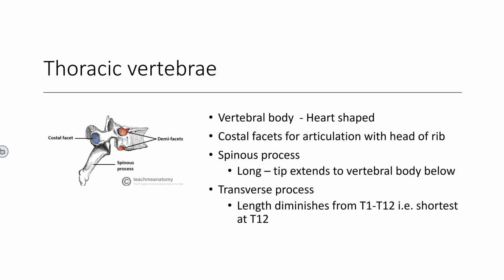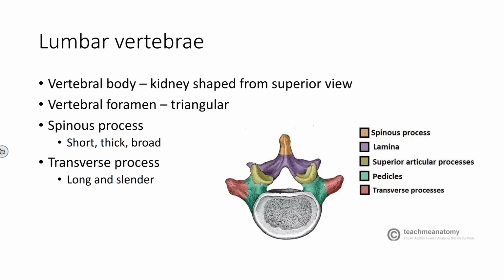Thoracic vertebrae, the important things about that, I already mentioned that it's got a heart-shaped body, it's got costal facets, so these demifacets relate with the ribs. And lumbar vertebrae, it's got a very short spinous process, but a very long transverse process.